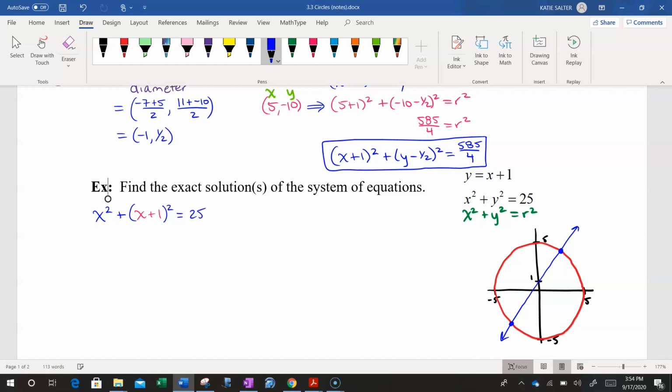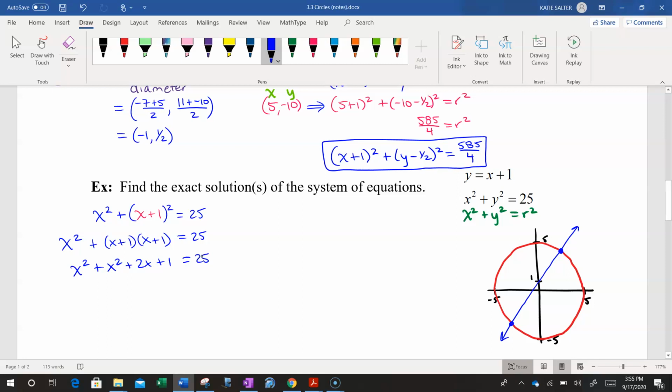And then we're going to do our algebra and work this out. So that is x². Remember, anytime you see a binomial squared, you have to write it twice and FOIL it. Some of y'all might want to do that over to the side, or you can go over to the side and box it if that's the way you like to do it. So that gives us x² + 2x + 1 = 25.